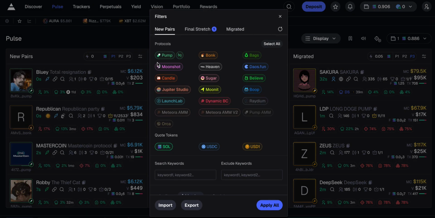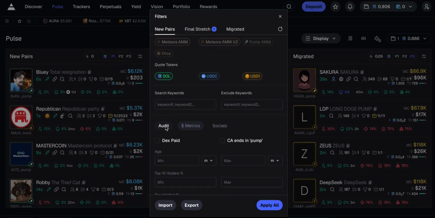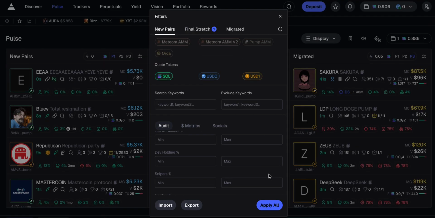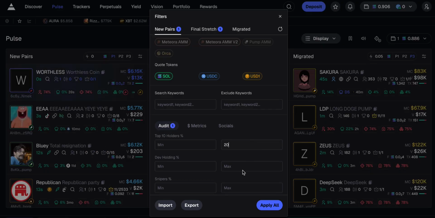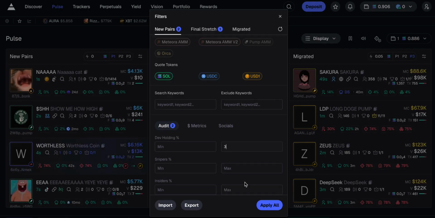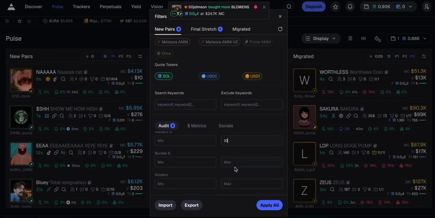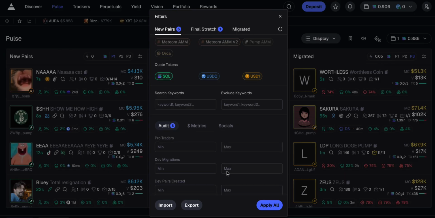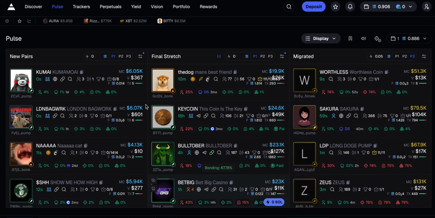So if you go over here and press this little icon, you could just set whatever filters you want to sort out these rugs to the best of your ability. So let's say you only want to see coins with the top 20% holder. This is just an example, by the way. These aren't the filters I actually use. 3% dev holding, 10% snipers, insiders 10%, bundle 20%. And for the metrics, all right, we could just leave it at that.